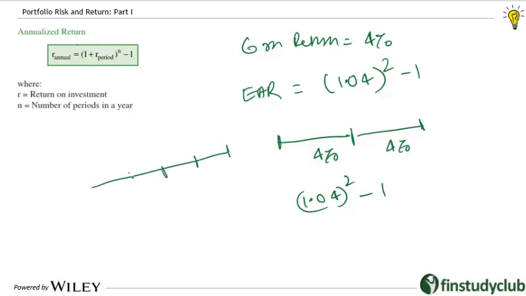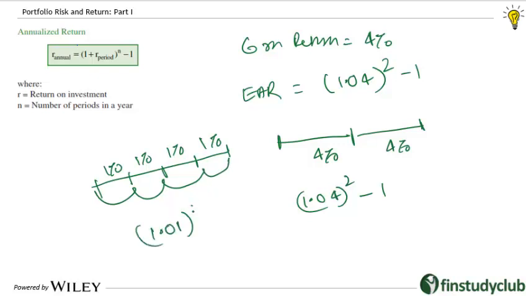If my return is being suggested as a quarterly return, and let's say it's 1%, how would I calculate the effective annual return? Well, a year would consist of 4 quarters, and hence it's going to be 1.01 raised to the power 4 minus 1. Pretty much easy to understand. So if I've been given the monthly return, let's call it RM, then (1 plus RM) to the power 12 minus 1, because a year consists of 12 months.